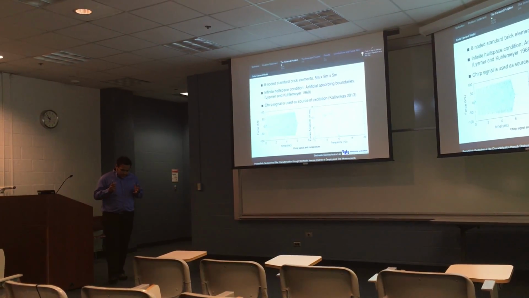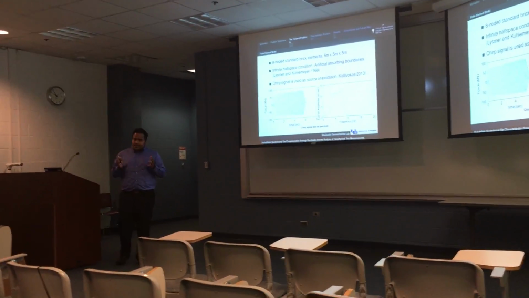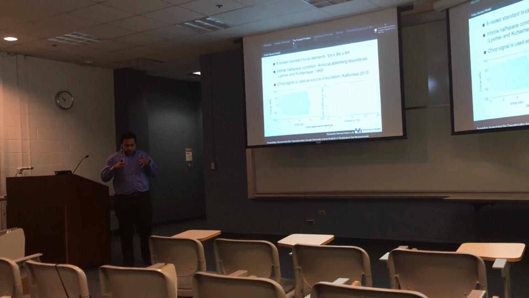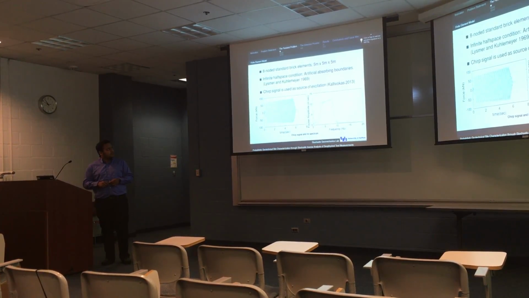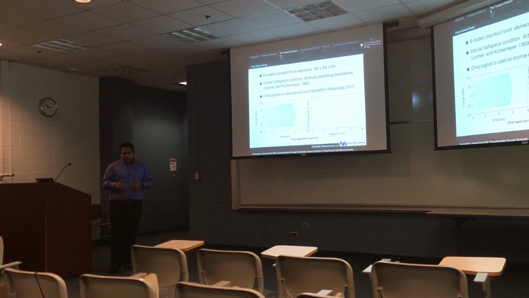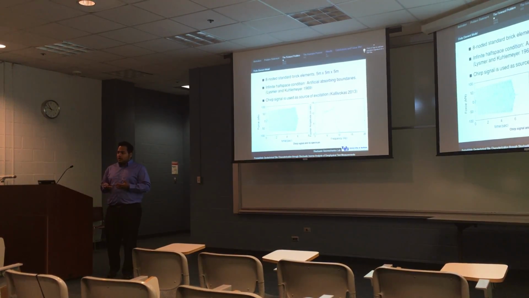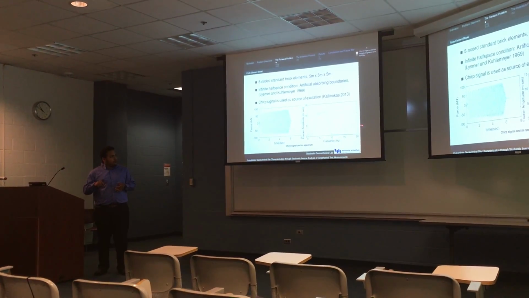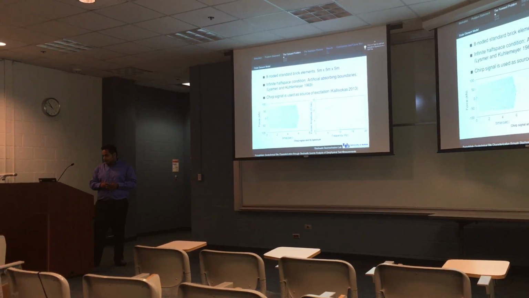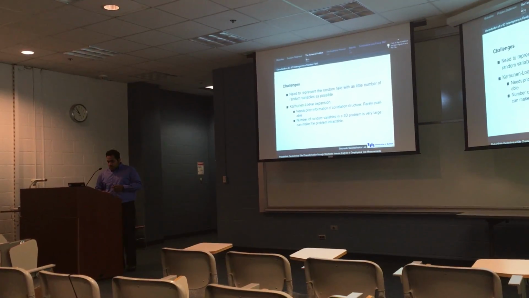Since soil is part of an infinite half space, we just probe a small domain of it. We have to use artificial absorbing boundary conditions. We also use a chirp signal because we want to see the response of the soil to a wide range of frequencies. As you can see, the frequency that we use for probing ranges from 3 to 10 hertz.